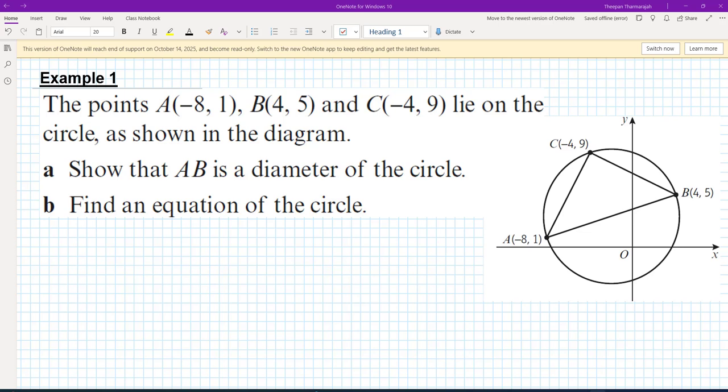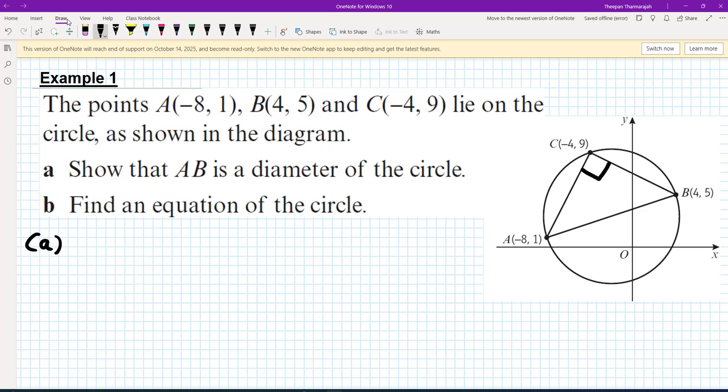So here's an example where the points A, B and C all lie on the circumference of a circle, and we need to show that AB is the diameter of a circle. So that's going to be straightforward. So we're going to work out the gradient of AC and show it's exactly perpendicular to BC. So we're going to work out the gradient of AC, standard formula y2 minus y1 over x2 minus x1.